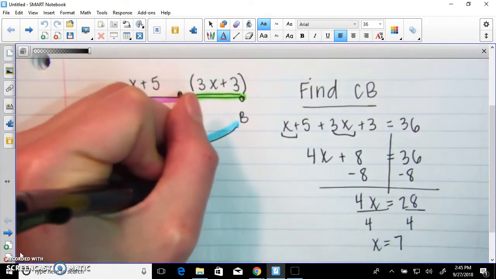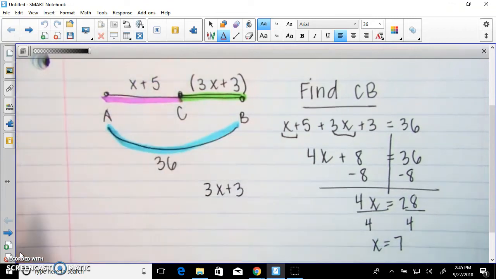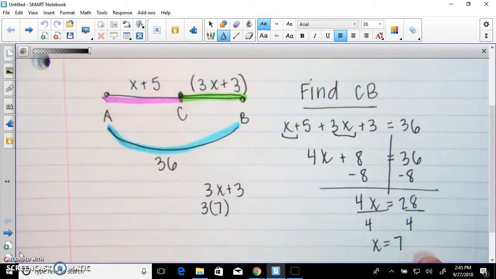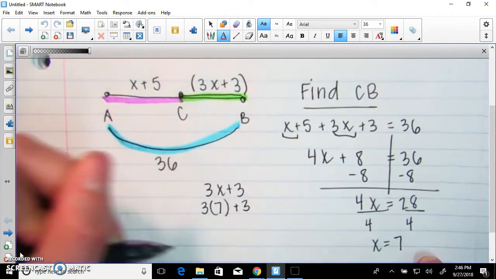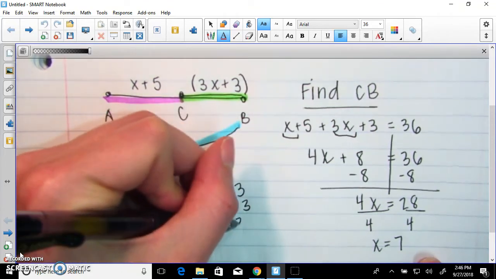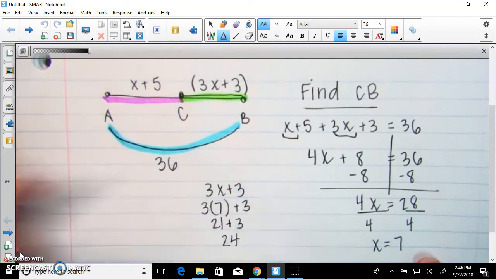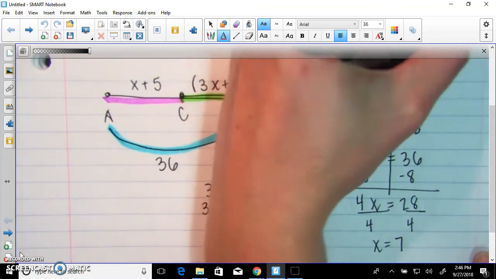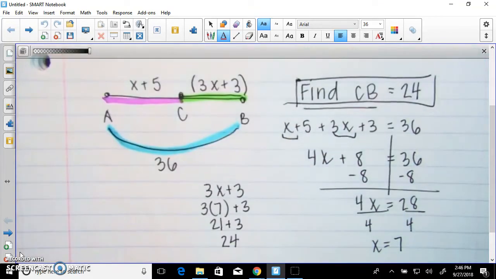So we can take that 3x plus 3 and use the fact that x equals 7 to plug it in. So we have 3 times 7 plus 3. 21 plus 3 leaves us with 24. So CB is actually going to be a length of 24. There's our final answer.